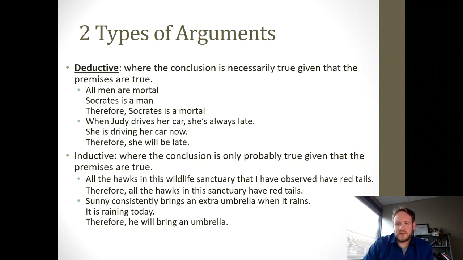All scientific experiments are inductive in this way, right? That's because the conclusions could be consistent with a very different explanation that we just haven't thought of yet, perhaps. So oftentimes when we're dealing with data and arguing that the data means this, or the experiment shows us this, we're dealing with inductive arguments, right?